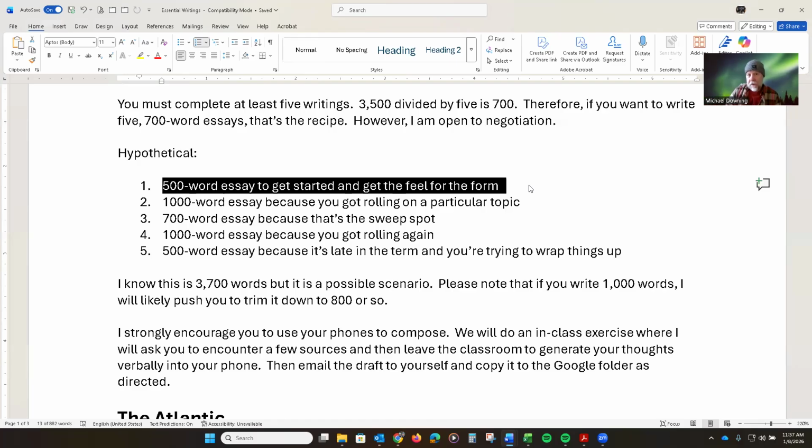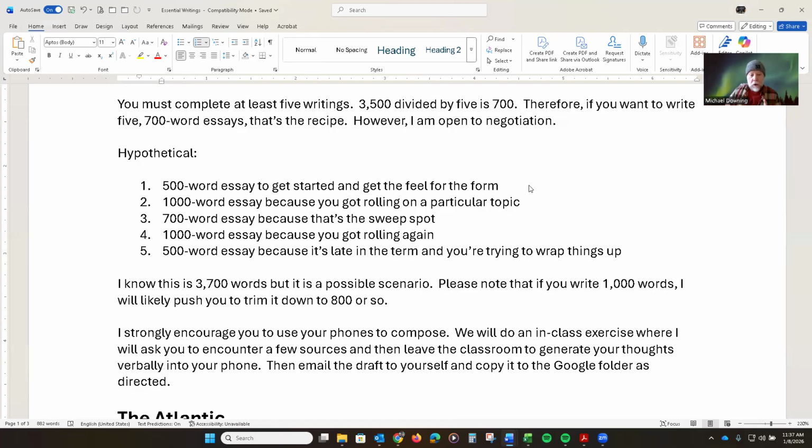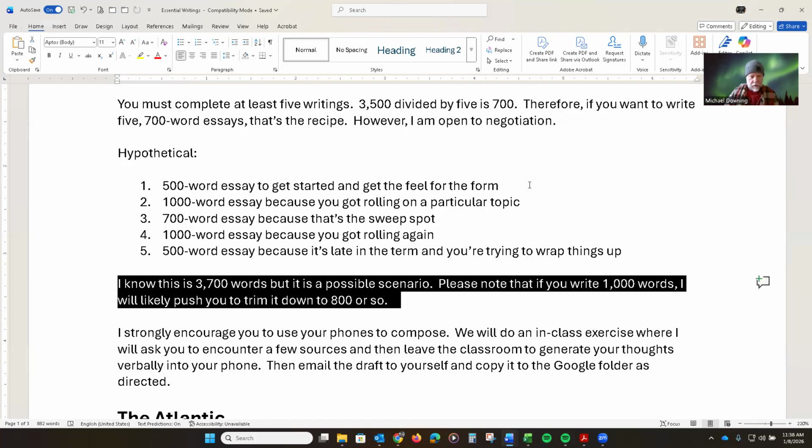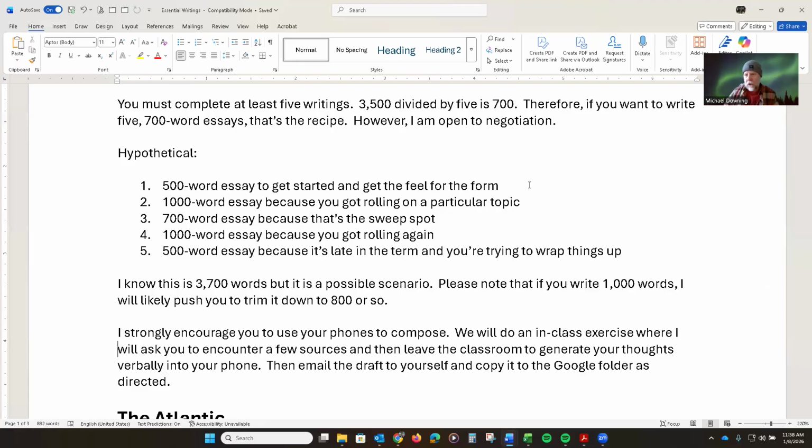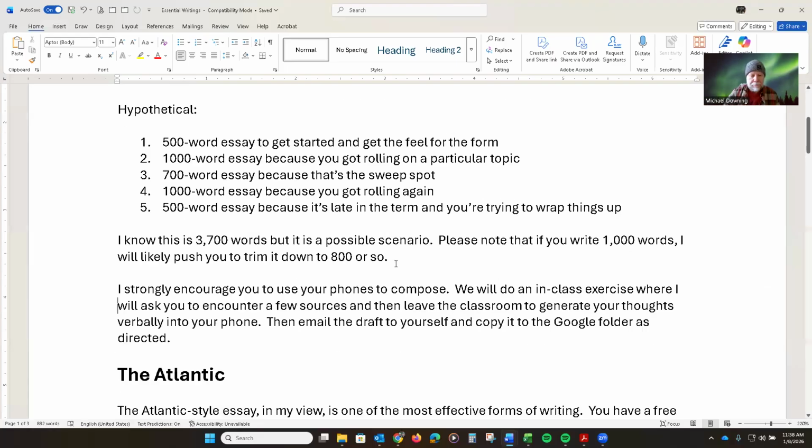Now, I know that there is fear about word generation. How am I going to generate this stuff? I'm going to encourage you to use your phones. So let me make sure that I've covered all this. I know this is 3,700 words. It is a possible scenario. Please note that if you write 1,000 words, I'll likely push you to trim it down to 800 or so, always squeezing out the juice. It makes for better writing, and that's what's known as writing down rather than writing up. And as soon as you hit the word count, ding, you're done. That's not the way professionals write.